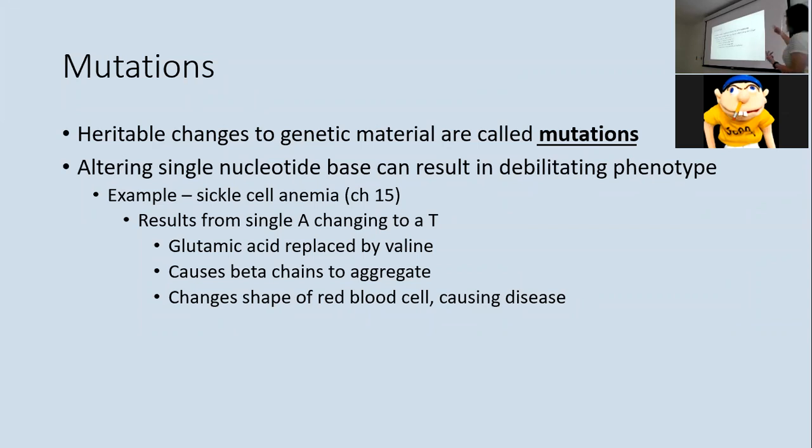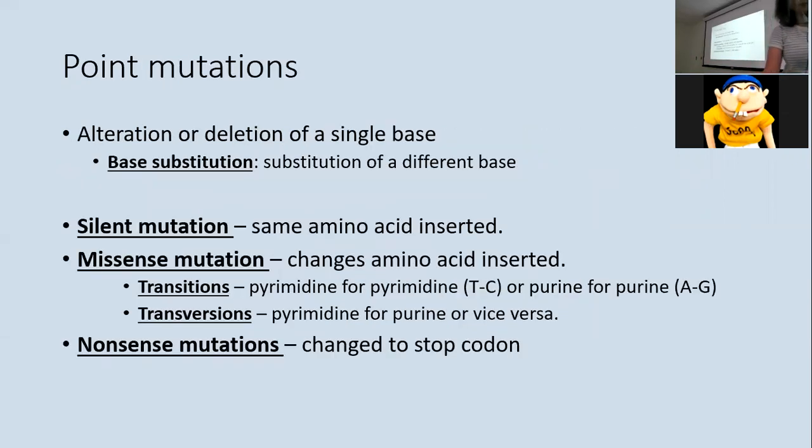So when you change the A to a T, in this case, you switch out the amino acid glutamic acid for a valine. This causes your beta chains to aggregate, clumps up this protein, and changes the shape of your red blood cell, which is what causes the actual disease and symptoms of sickle cell anemia.